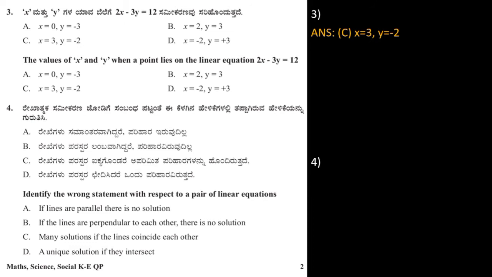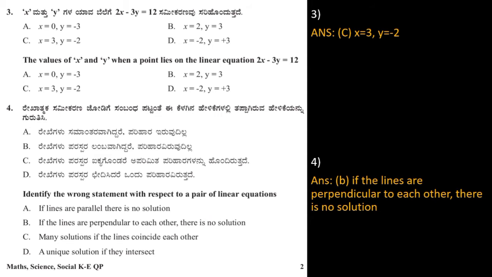But perpendicular we don't have that statement anywhere in a pair of linear equations, because the third one, many solutions, that's also there, and unique solutions, that's also there, but perpendicular, that's not there, because if the lines are perpendicular to each other there is no solution. That option is not the correct one, it's wrong. So therefore option B is the correct one.